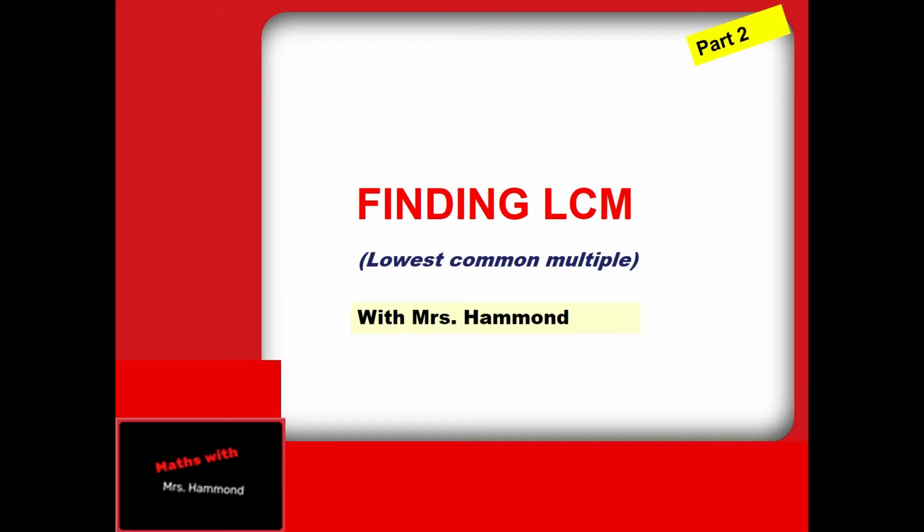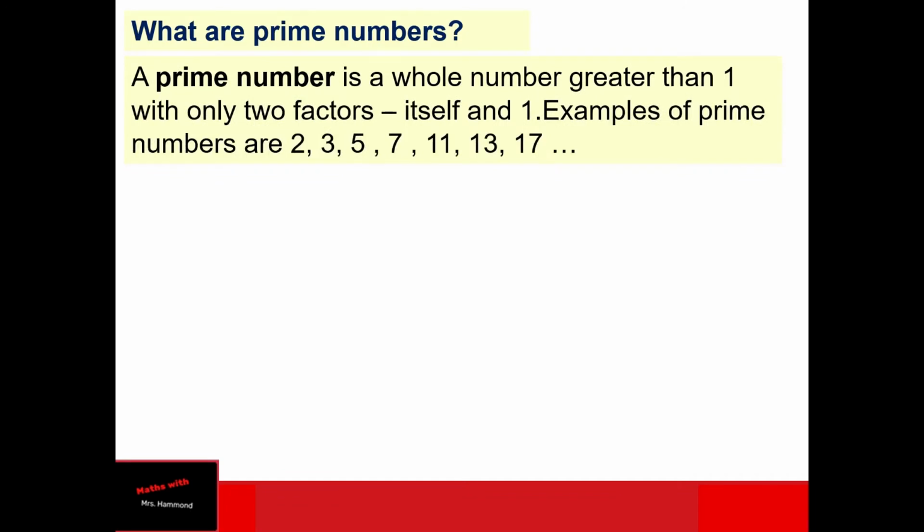Finding the LCM using the prime factorization method. First, we need to know what prime factors are, and we'll also need to be able to draw prime factor trees. Now, what are prime numbers or prime factors? A prime number is a whole number greater than 1 with only 2 factors, itself and 1. Examples of prime numbers are 2, 3, 5, 7, 11, 13, 17, and the list goes on and on.